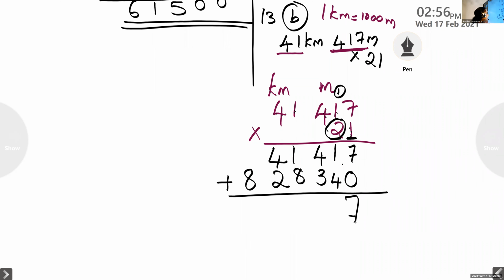Children, please do alone and please check your answer. 4 plus 1, 5. 4 plus 3, now we have 7. 1 plus 8, 9. Children, do alone, okay. 4 plus 2, 6. And here 8. So the answer is 869757. Children, check whether you got the answer.